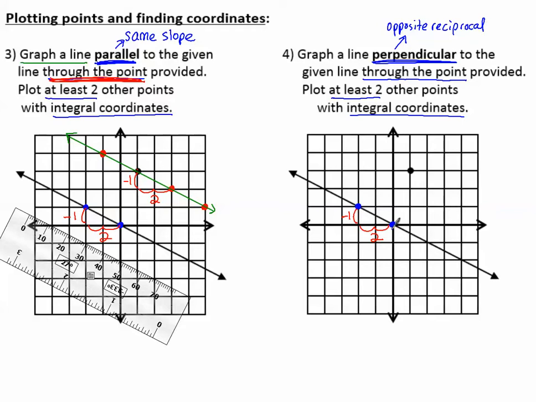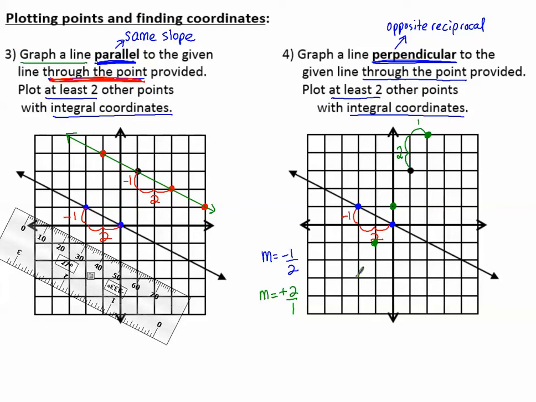So if this line has a slope that is -1 over 2, my line that is perpendicular will have a slope that is not negative but positive, not 1 over 2, but 2 over 1. So from this point, I would go up 2 and over 1. There's my next point. Now I've run out of room to keep going, so I'll have to go backwards. Opposite of up 2 is down 2 and then left 1. Down 2 and left 1.